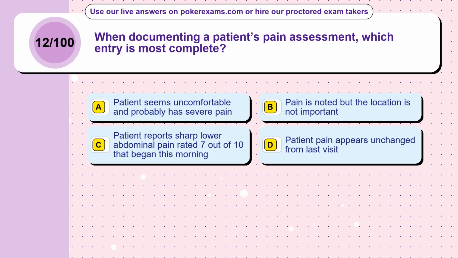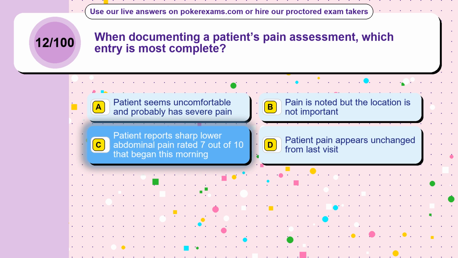Question 12. When documenting a patient's pain assessment, which entry is most complete? Option A. Patient seems uncomfortable and probably has severe pain. Option B. Pain is noted but the location is not important. Option C. Patient reports sharp lower abdominal pain rated 7 out of 10 that began this morning. Option D. Patient pain appears unchanged from last visit.